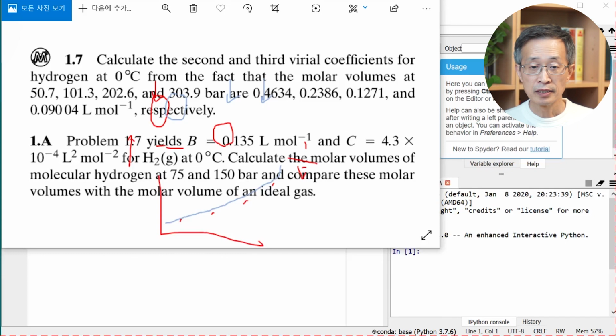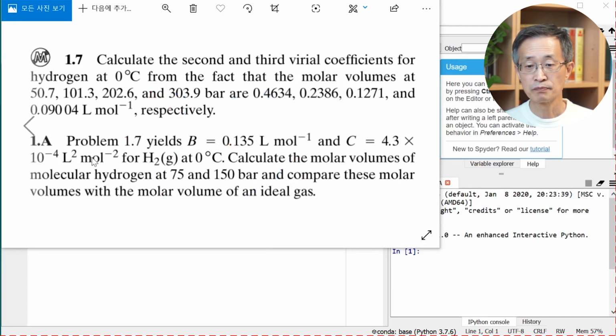The second problem, 1A, is that utilizing this B and C virial coefficient, you have a virial equation. Then at the given 75 and 150 bar, you are going to obtain V bar corresponding to this pressure. As I said, that will be your cubic equation. Then you have to solve the cubic equation. Of course, it's easy with Python.